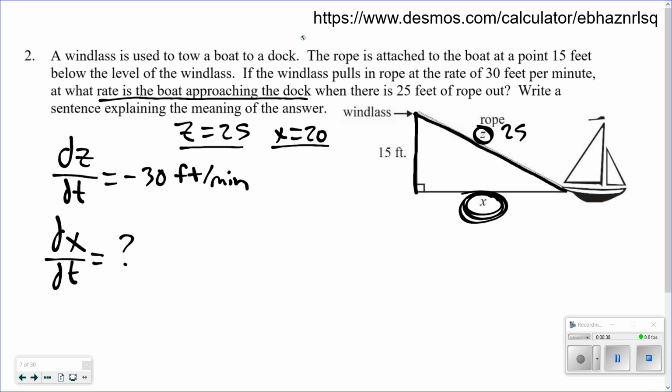One equation we can use is the Pythagorean theorem. Before I plug anything in, this is really important. If you look under step number 3, it says you have to make sure that anything that changes is represented by a variable.